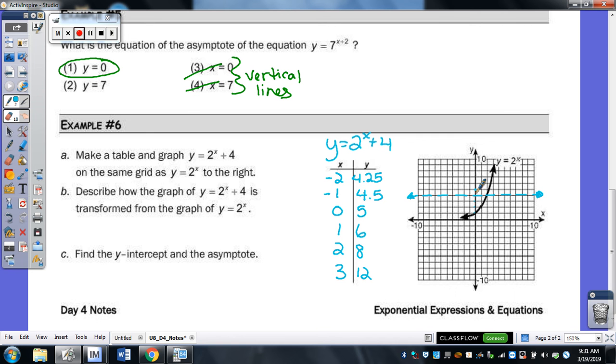So 0, 5, 1, 6, 2, 8, and the decimal points. So once you plot all the points that you can plot, connect them and make your little curve. Arrows on both ends, label on there.